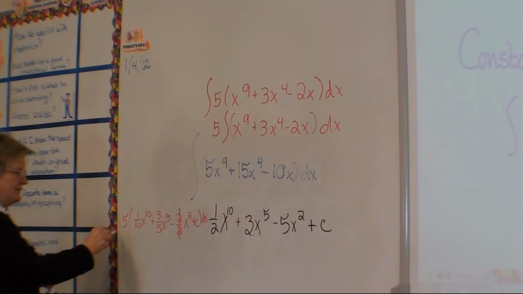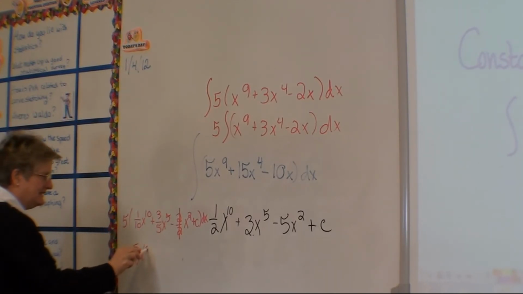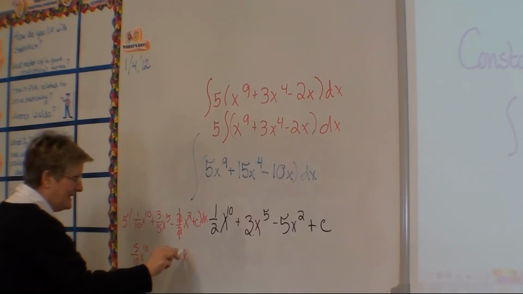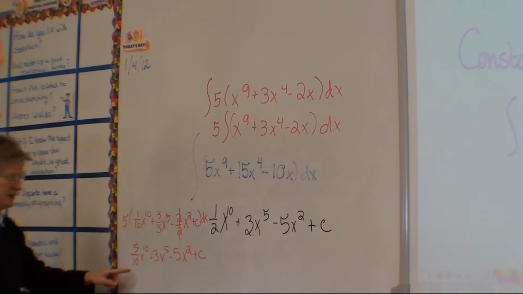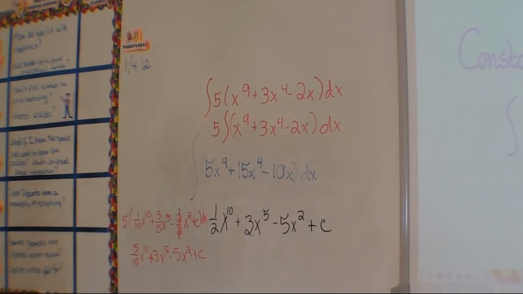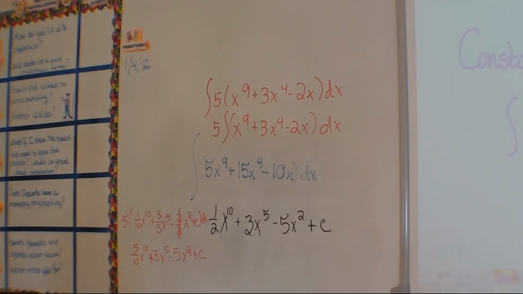Okay, now this 5 was on the outside. You redistribute it, and you get 5/10 x to the 10th plus 3x to the 5th minus 5x squared plus c. Now, is this the same thing as the black? Yes. Now, I repeat, I would never have pulled that out to work this problem. But you need to know this rule is an important rule for something we're going to be doing later. So when you do this, you don't distribute the 5 to the c?